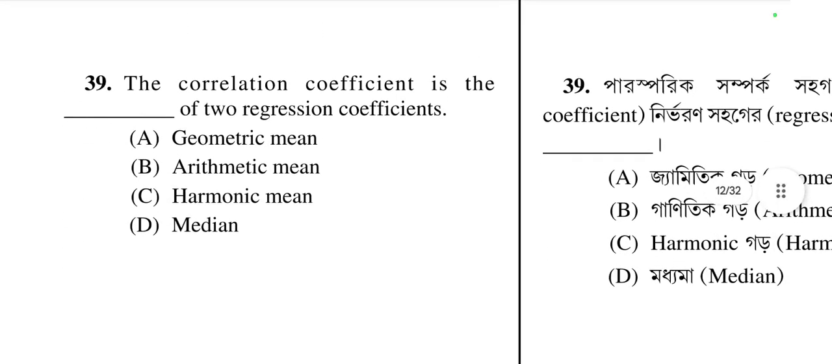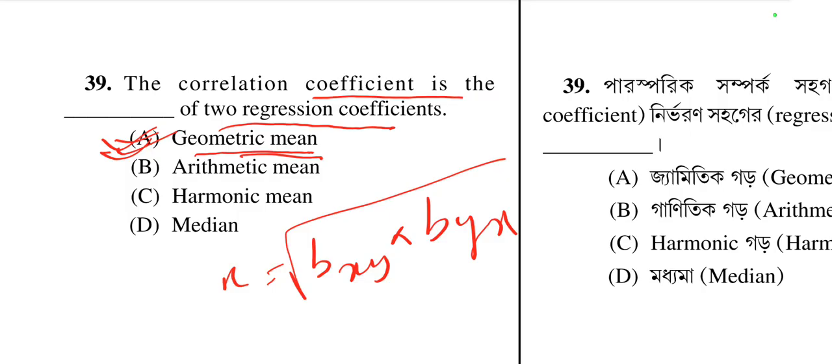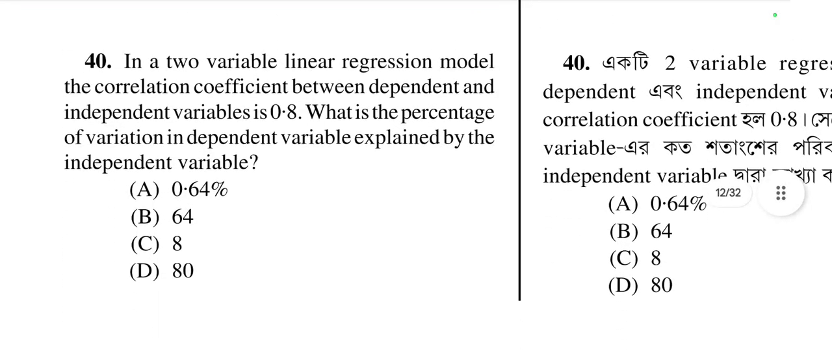Then question number 39. The correlation coefficient is the dash of two regression coefficients: the geometric mean, arithmetic mean, harmonic mean or median of two regression coefficients. The correlation coefficient is the geometric mean of the two regression coefficients, meaning r is equal to the root of bxy into byx. So geometric mean of two regression coefficients, option A is the right choice. Then come to question number 40.